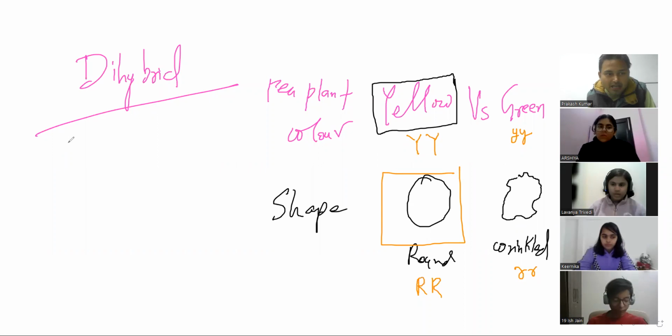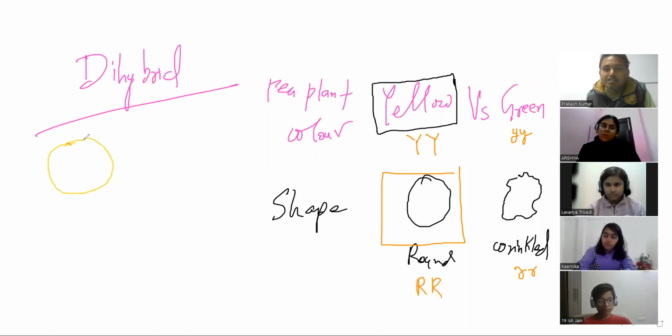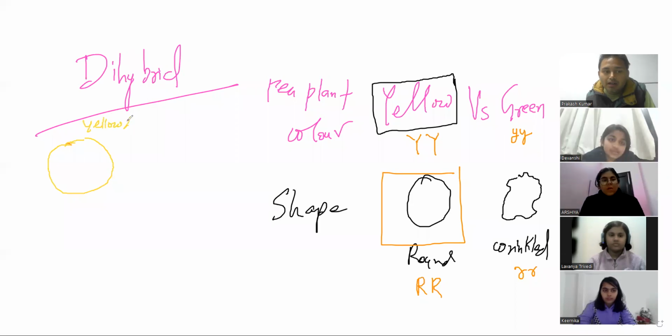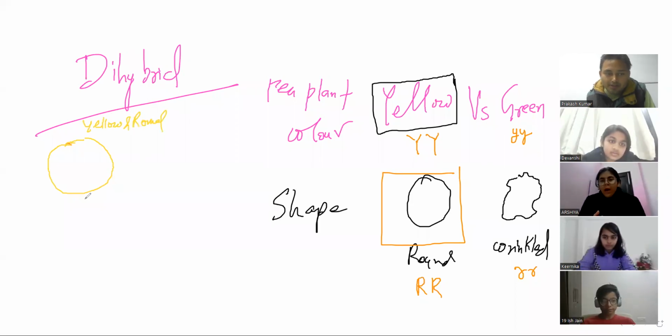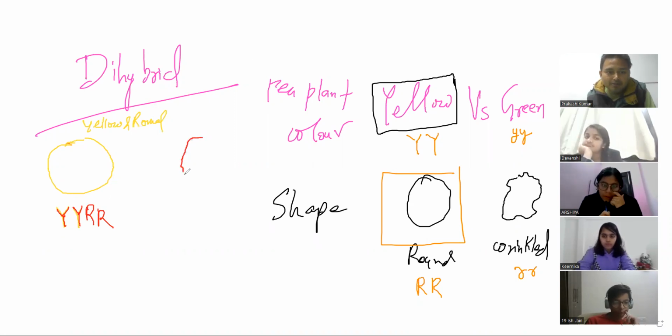Now the next point: I'm taking one yellow and round plant. This is yellow and round, right? So how will I write it? For yellow, I will write capital Y. For round, I will write capital R. It is getting lighter, so I'm writing with a different color. Capital Y, capital R. In comparison to this, I will take this wrinkled P.